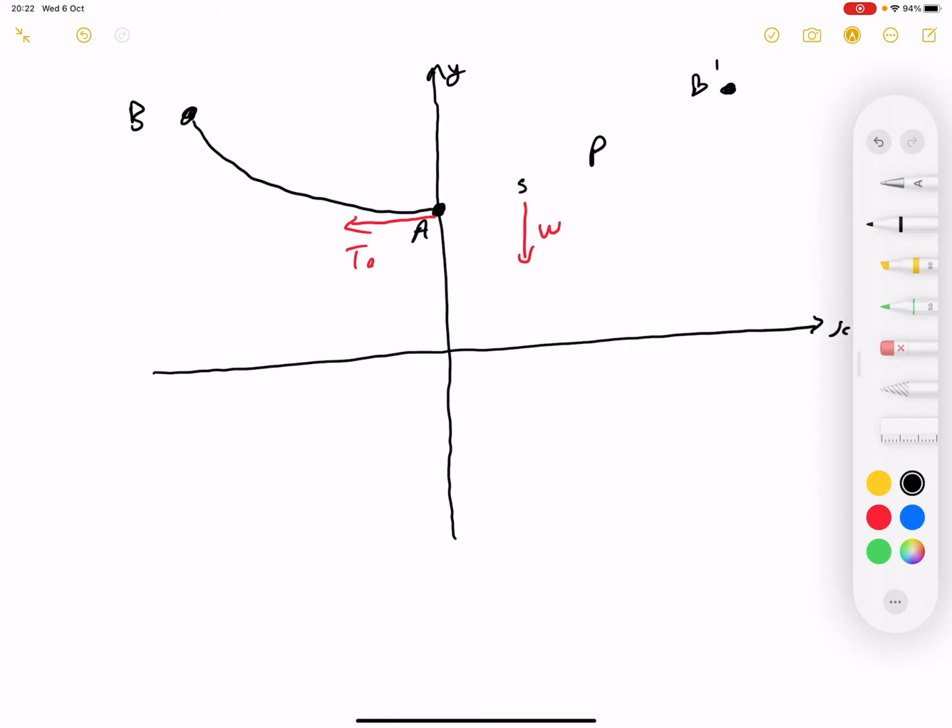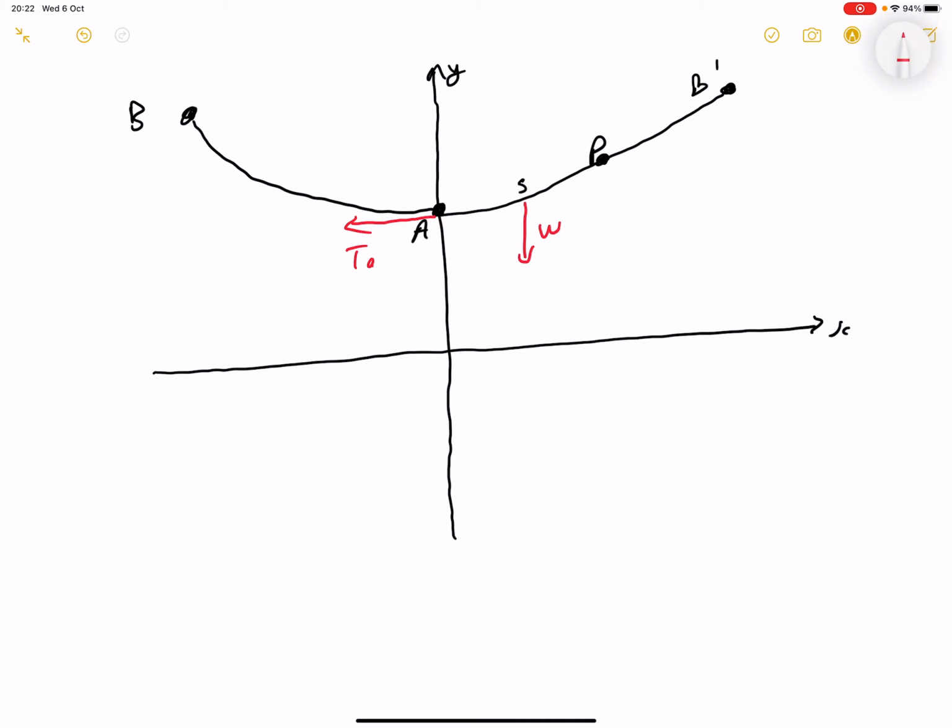Set up my diagram again. So frustrating when this happens. And at P, we're then going to get another tangential force, which we can form a triangle with angle theta, and we're going to call it T. We're going to have T cos theta and T sine theta as horizontal and vertical components.